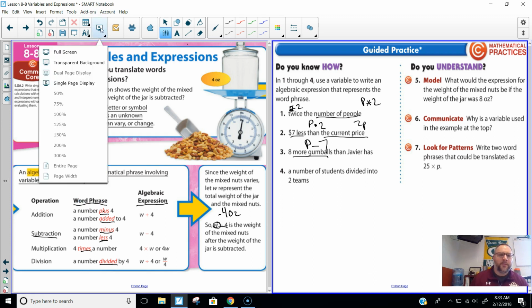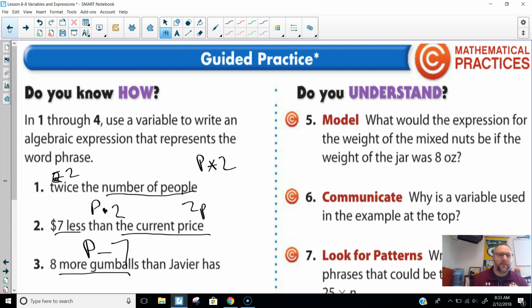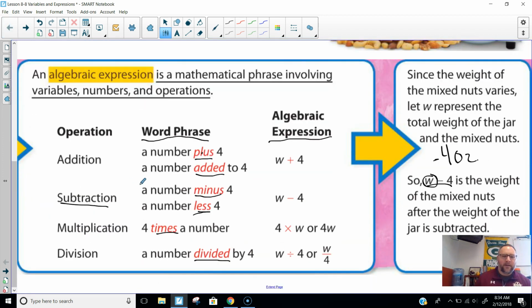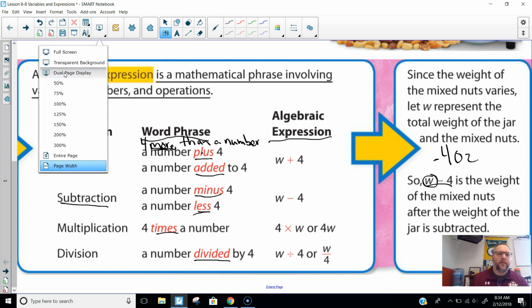Another word phrase we could put for addition, I'm going to unsplit the screen here to a single page display. Another thing we could do here, you might want to write this on here. You could write 4 more than a number. And "more" would be our keyword that we're looking at here.